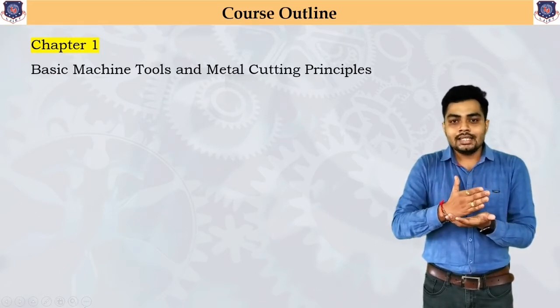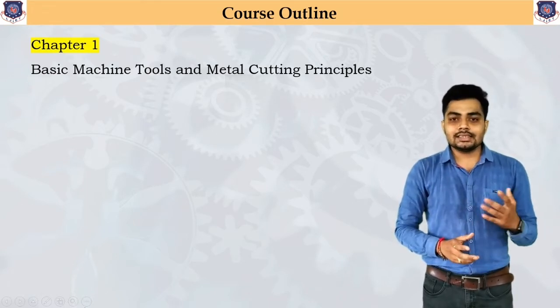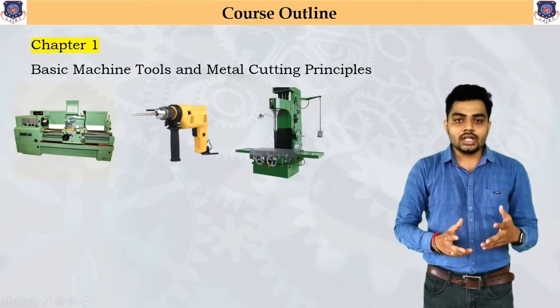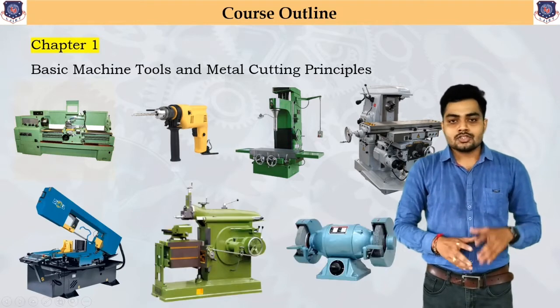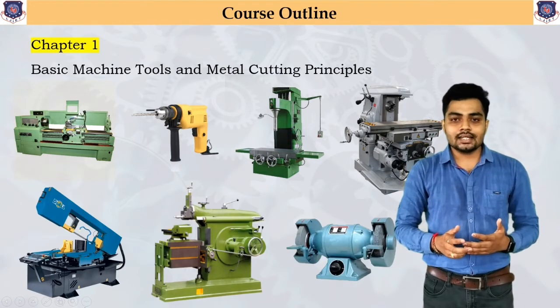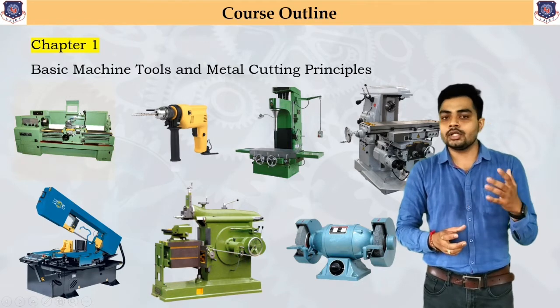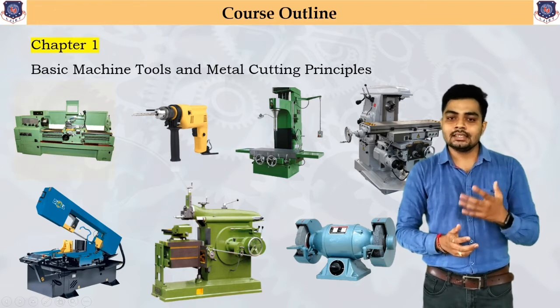Similarly, different machineries are available, such as the lathe machine, drilling machine, milling machine, boring machine, sawing machine, shaper machine, and grinding machine. These are the different machineries available, and what important motions are required on them, that we are going to study. From that, our second chapter is the lathe machine.